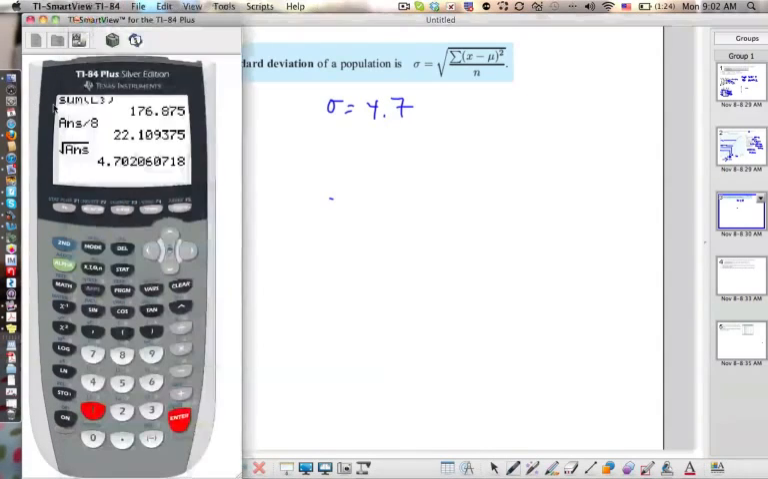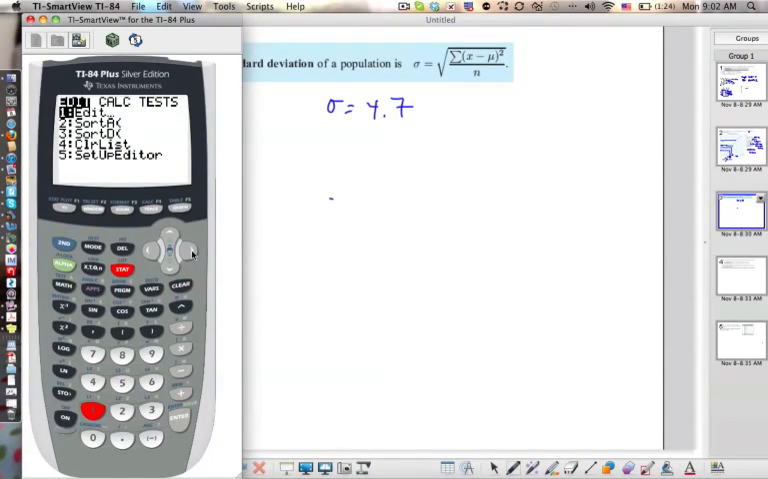Okay, now let's do all that work in one step. How do I do that, Mr. Rops? Well, you have your values in L1, so if we just go stat, toggle to calc, one variable stats, it's already in L1, it's the default. Just do it anyways. Yep, good practice. Enter. Here we go. We see 4.70 right there. That's the one we want.